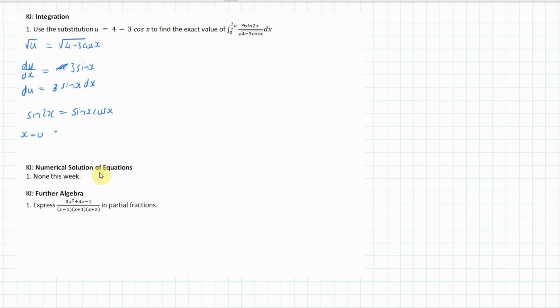X equals 0. Therefore, u would equal, and I just chuck in 4 minus 3 cosine 0. Now, cosine 0 is 1. So 4 take away 3, so that should be 1. And when x is equal to pi over 2, which is our upper limit, what do we get? So we get 4 minus 3 cosine pi over 2. 3 cosine pi over 2 is 0, so we get u is equal to 4 here. So that's going to get me some method marks, even if I don't know what I'm doing for the rest of this.